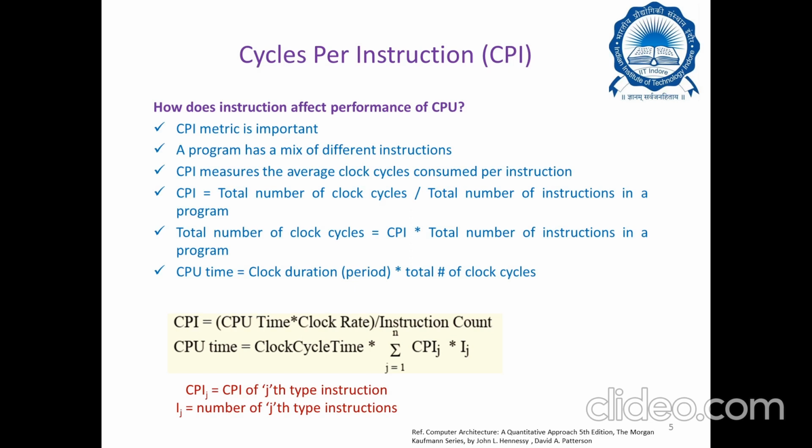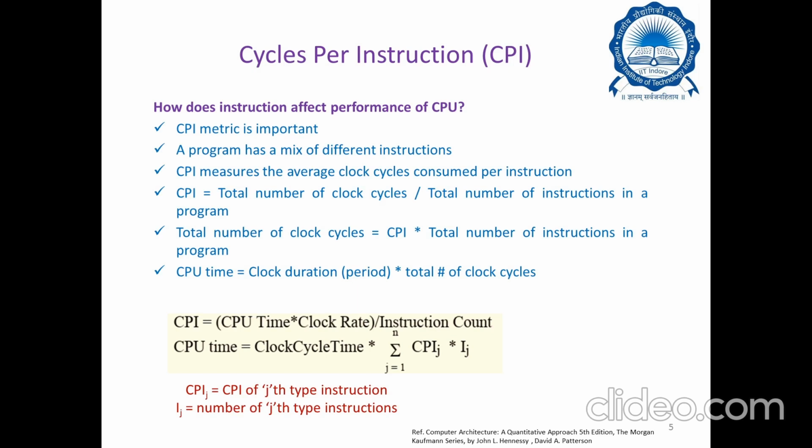So total number of clock cycles equals CPI times the total number of instructions in a given program, or the total number of instruction types in a given program. CPU time can be written as clock duration multiplied by the total number of clock cycles, right? So clock duration is given as seconds per cycle, multiplied by the total number of clock cycles. That gives you back the unit of seconds for CPU time.